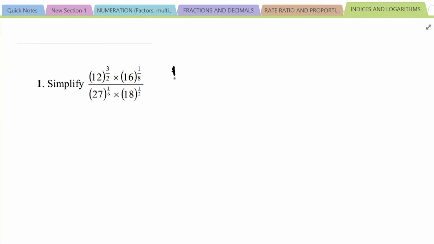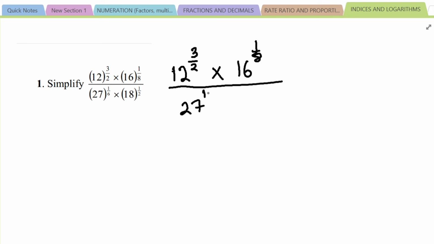Simplify this using indices, so this is going to become 12 to the power 3 over 2, multiplied by 16 to the power 1 over 8, divided by 27 to the power a sixth, multiplied by 18 to the power a half. So this is the same as saying we are going to factorize these figures so that we simplify whatever we are seeing up there.